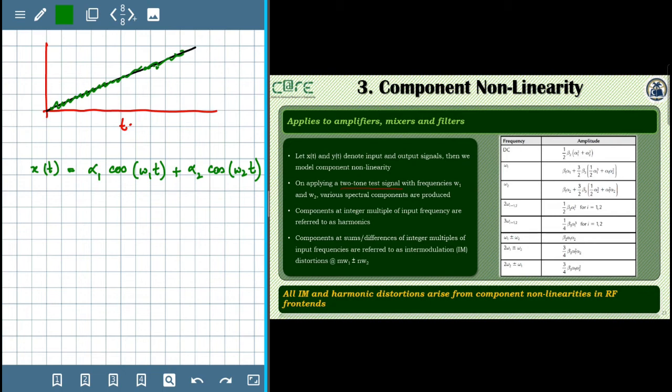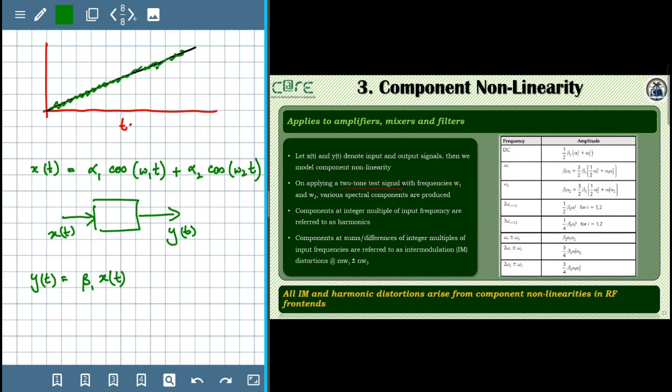Such a test signal passes through a nonlinear device, such that feeding x(t) at the input, we get y(t) at the output. For a nonlinear device, we can write down the input-output relationship as follows. y(t) is given as beta 1 times x(t). So the input signal is scaled by some amplitude beta 1. If it's the case of an amplifier, it will be a number greater than unity, leading to some signal amplification. And this will be referred to as the linear term in the relationship.